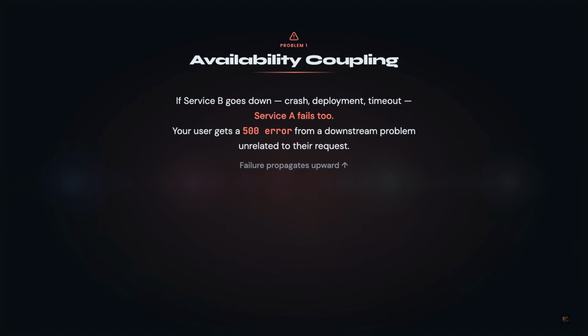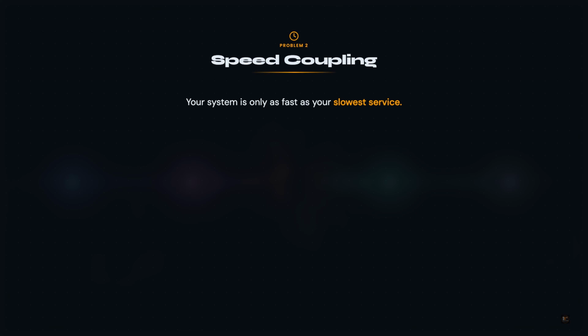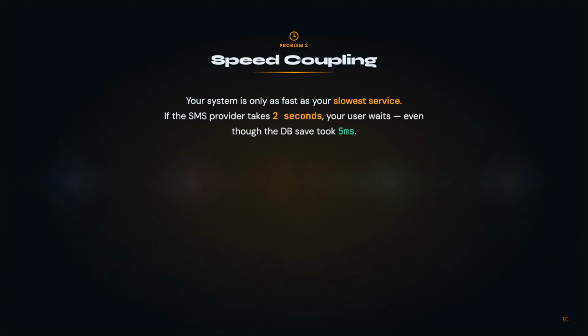The failure propagates upward. Problem 2. Speed coupling. Your system is only as fast as your slowest service. If the SMS provider takes 2 seconds to respond, your user waits for 2 seconds, even though saving the order to your database took 5 milliseconds.